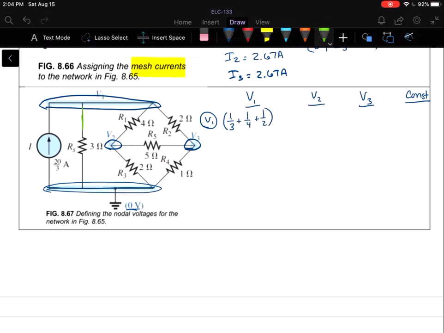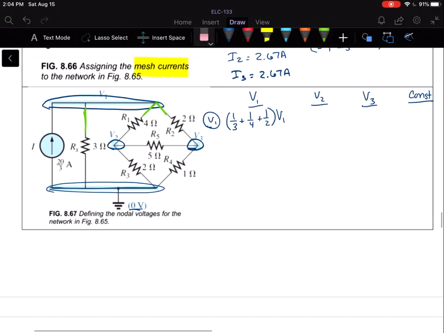Okay, let me show you where those are. The 1/3, the 1/4, and the 1/2 are all connected to V1. I hope you see that. And then we're going to subtract anything that V1 and V2 have in common, which looks like it's just this one right here. I don't see anything else connected to both V1 and V2. So minus 1/4 V2, and then we're going to subtract anything that V1 and V3 have in common, which is this 2 ohm resistor.